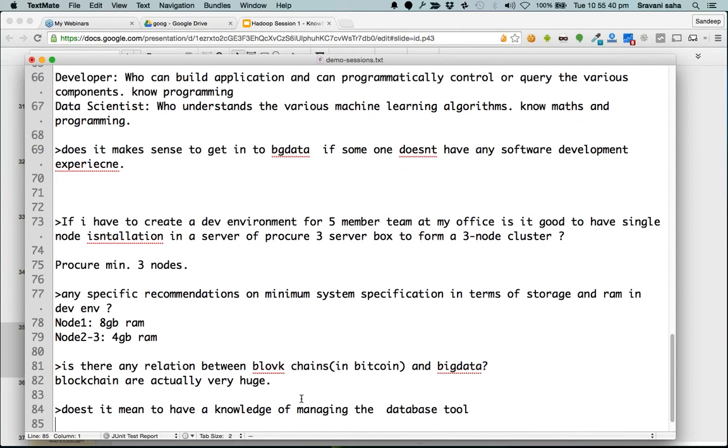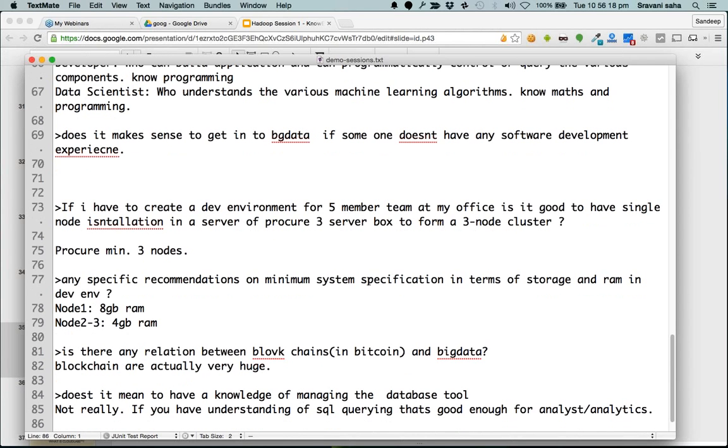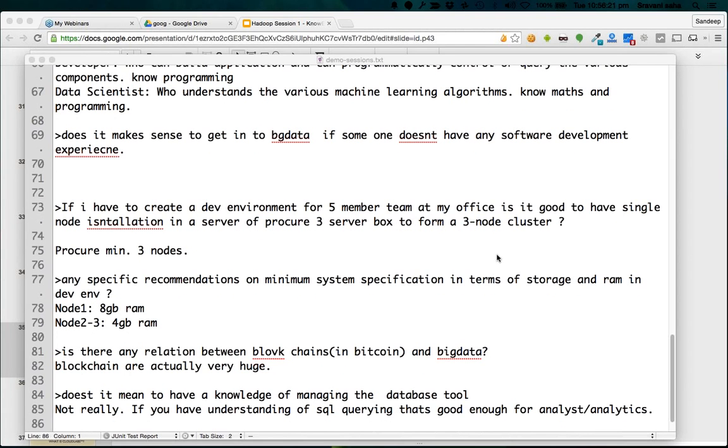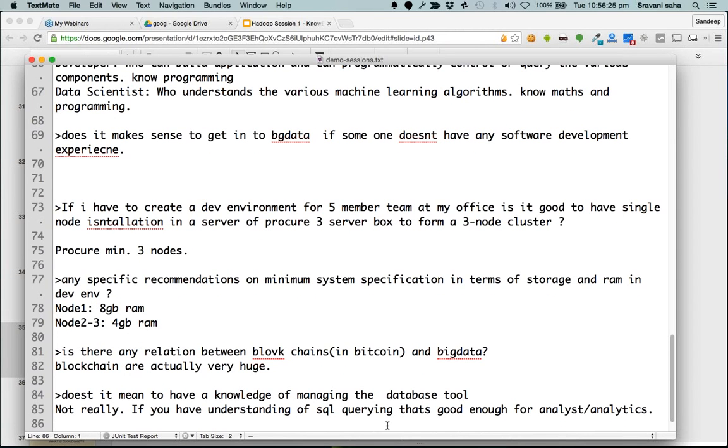So, does it mean to have a knowledge of managing? Not really. If you can write SQL queries, if you have an understanding of SQL querying, then you're good to go. Okay, that's good enough.